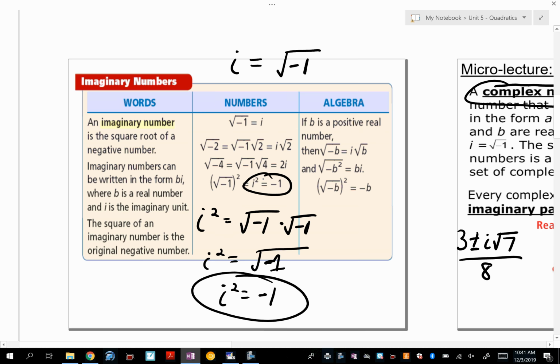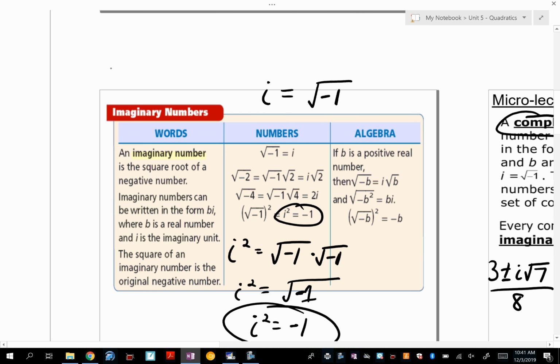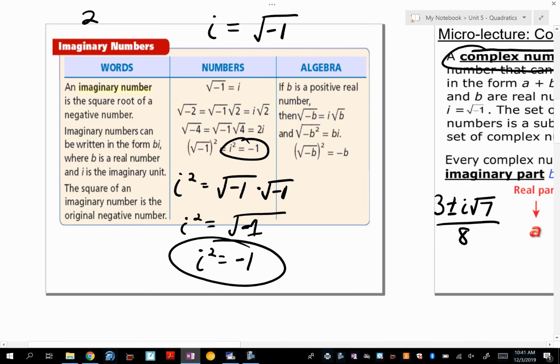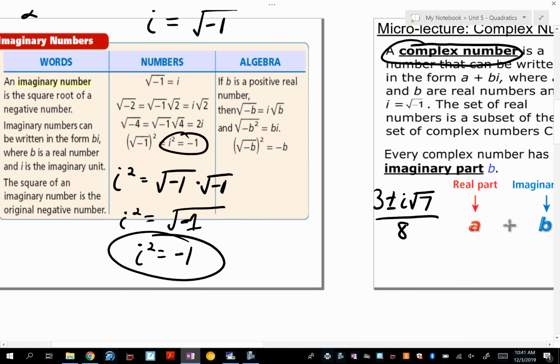Let me do it this way. Let's do the square root of 2 times the square root of 2. Whenever you have two of them, it's just going to be the number inside without the radical, no matter if it's negative or positive. So if it had been the square root of b times the square root of b, it would just be b without the radical. So the square root of negative 2 times the square root of negative 2 is negative 2. Don't worry about that, you're okay.